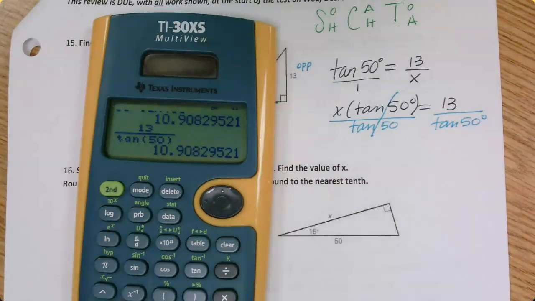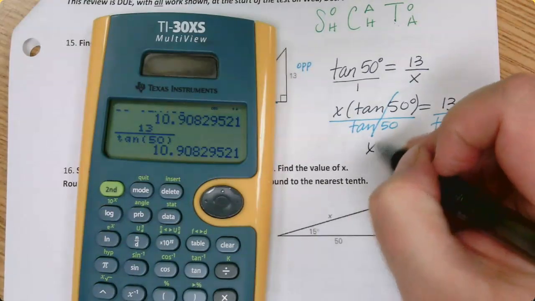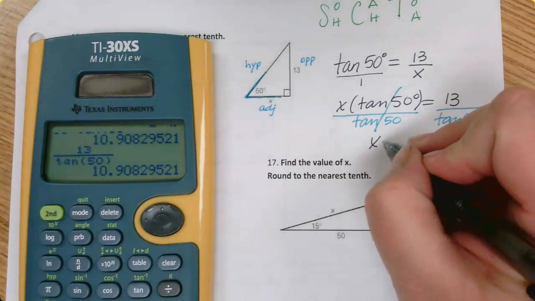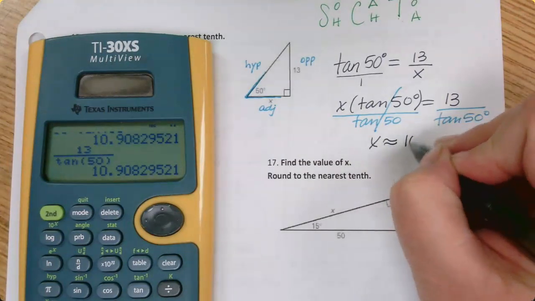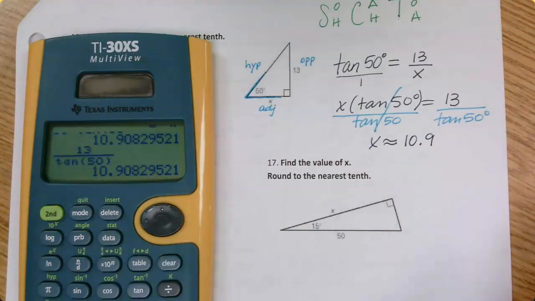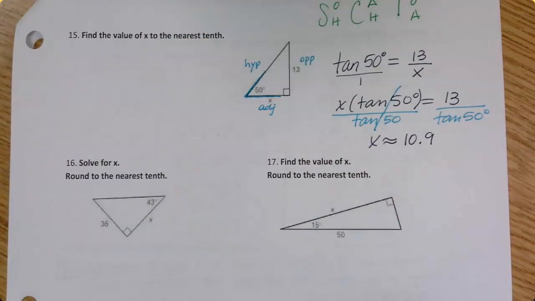I get the same thing either way. So x is... and for side lengths, it doesn't say, does it? Yes, it does, to the tenth. That's a pretty common thing. Side lengths, it's very common to round to the nearest tenth, but always check. They might want the hundredth place. X is about 10.9.